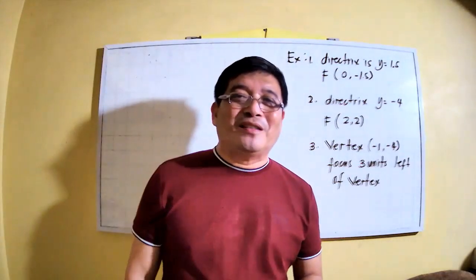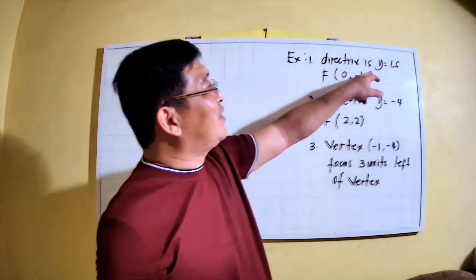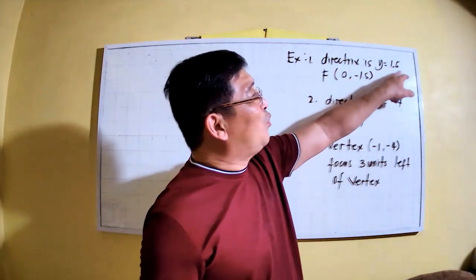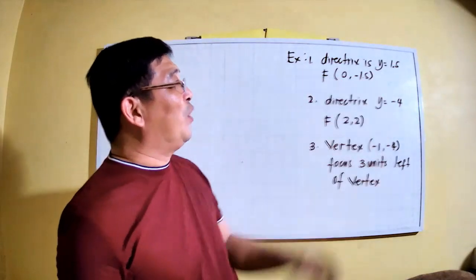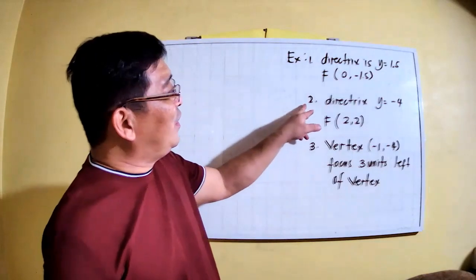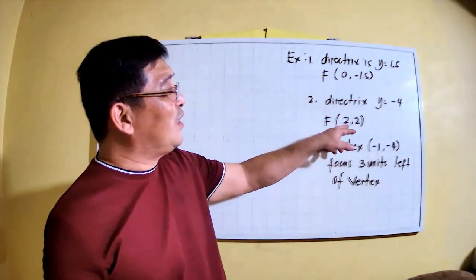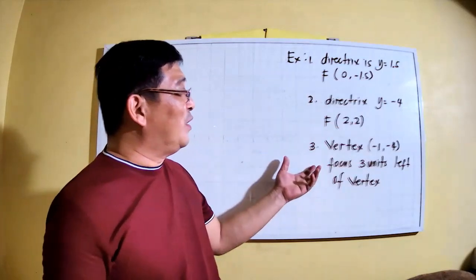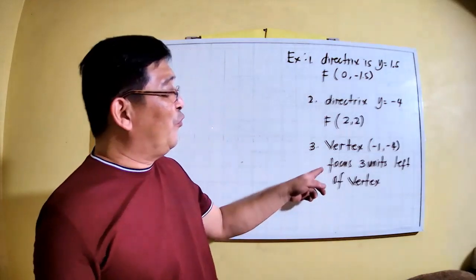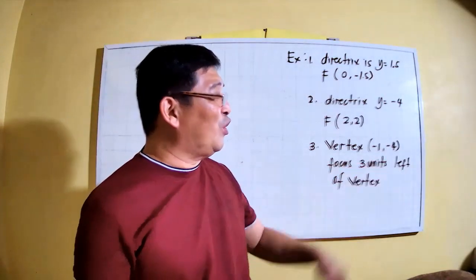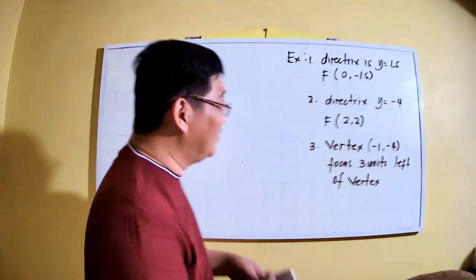We have three examples. Number one, directrix is y is equals to 1.5, focus is (0, negative 1.5). The second one is directrix y is equals to negative 4, the focus is at (2, 2). And the third one, vertex is at (negative 1, negative 4) with focus 3 units left of vertex. So let's try number 1. Umpisa natin number 1.